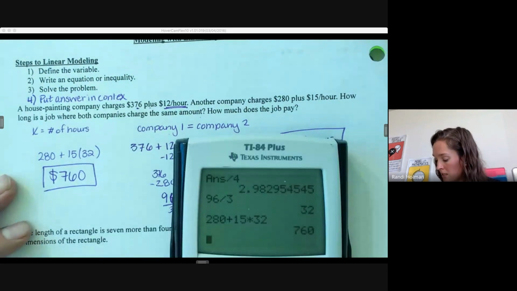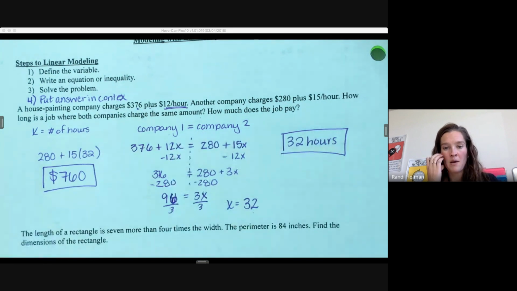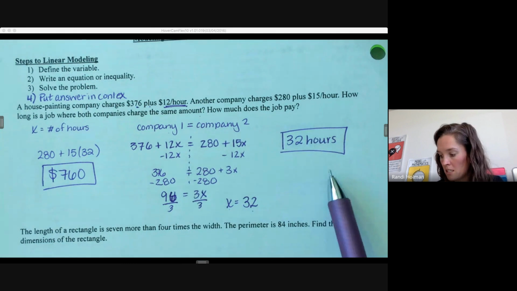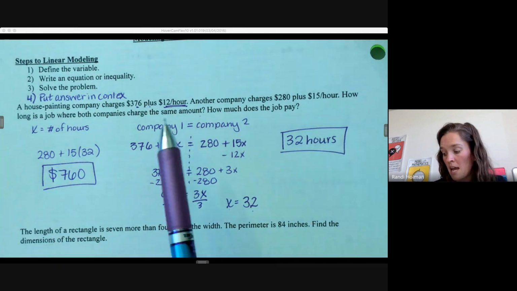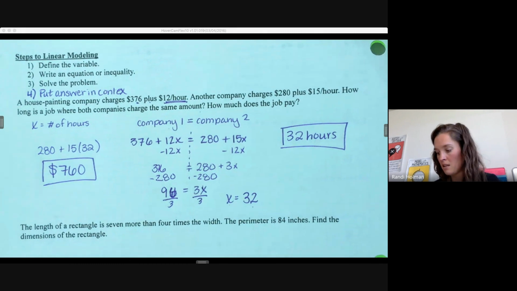If I plugged it into the other side, 376 is a good way to check our answer, plus 12 times 32, we get 760 as well. It should be the same either way. Okay, so we answered two questions. One, how long does it take? It takes 32 hours. And how much does a job pay? It pays $760. Okay, let's try another one here.